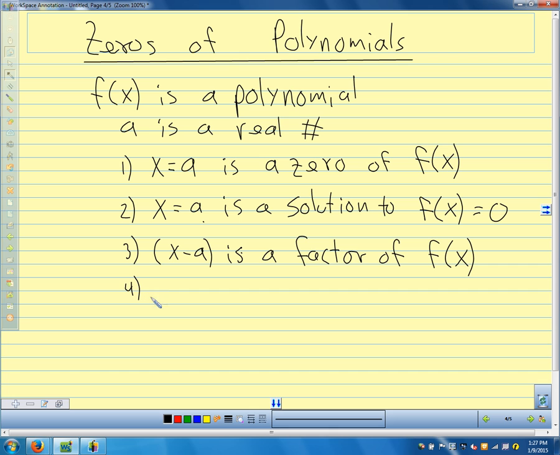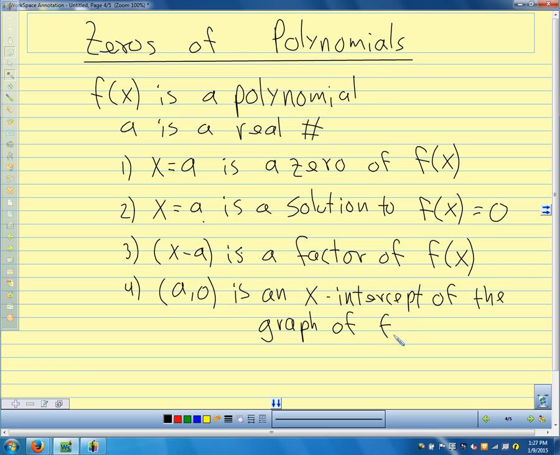And the last one that's equivalent is that the point (a, 0) is an x-intercept of the graph of f of x. That's something else we talked about yesterday. To find an x-intercept, we set the equation equal to 0 and we solve. Whatever our answer is gives us the x-coordinate of our x-intercept. So all 4 of these things mean the same thing.